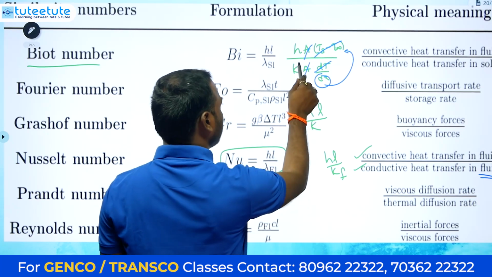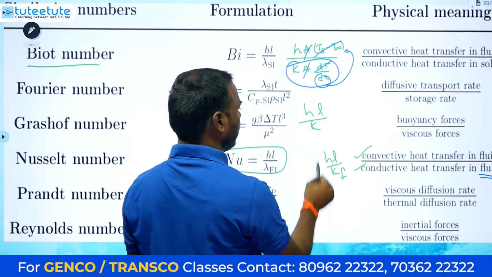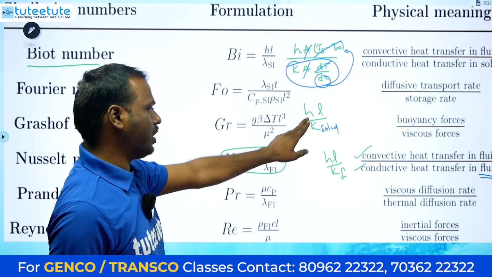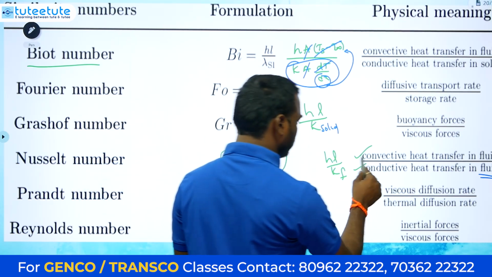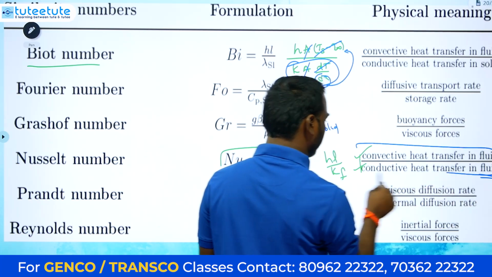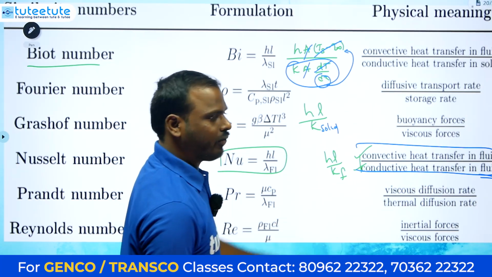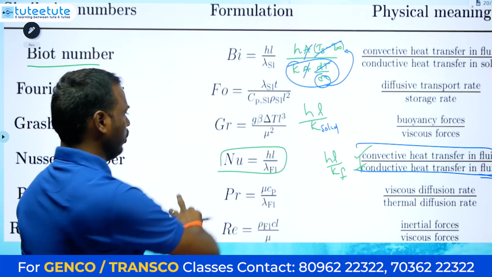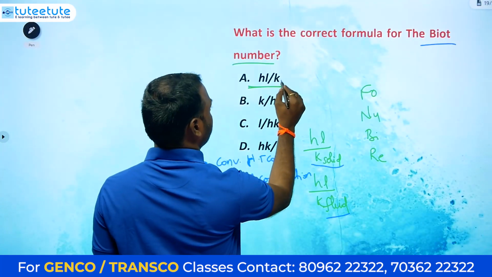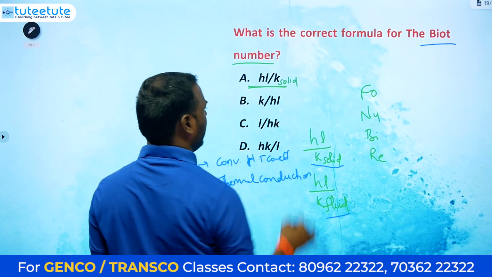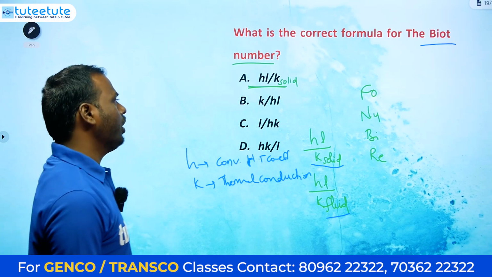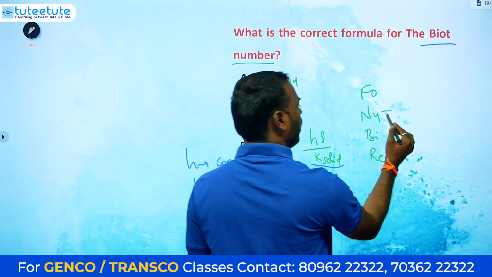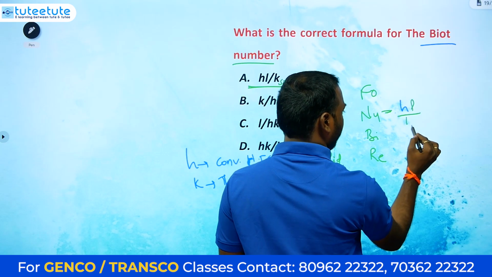But here this is happening in the solid, so we are taking k as solid. So we are going to get hL by k solid. Similarly here also the same thing, convective to the conductive, but here we are taking the fluid. That is the main difference between the Nusselt number and the Biot number. So hL by k solid here, remember. Even if he mentions or doesn't mention it, you need to remember hL by k solid, whereas the Nusselt number is nothing but hL by k fluid.